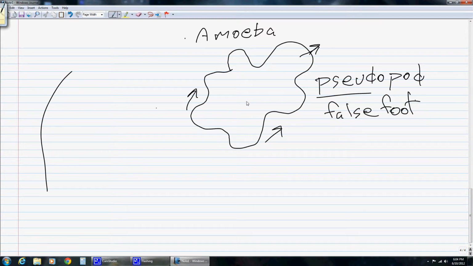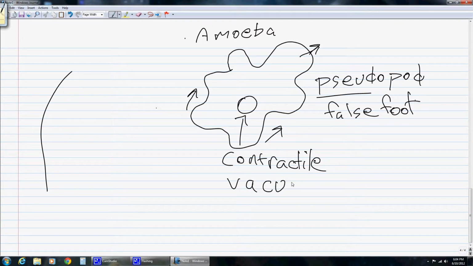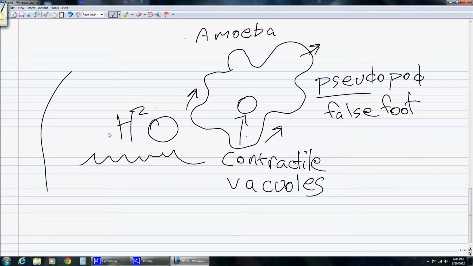Another important thing on the amoebas is this thing right here. They're going to have these little circles inside of them. These are called contractile vacuoles. What these do is take in excess water and help eject it out of the amoeba, because these amoebas are always living in watery environments. Water is 2 hydrogen, 1 oxygen atom, H2O. The contractile vacuoles make sure they don't bloat up too much and pop from all the water that they're around.